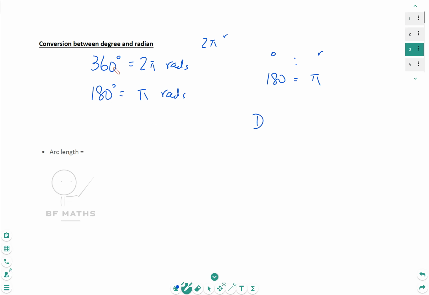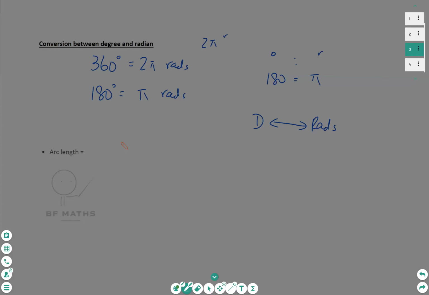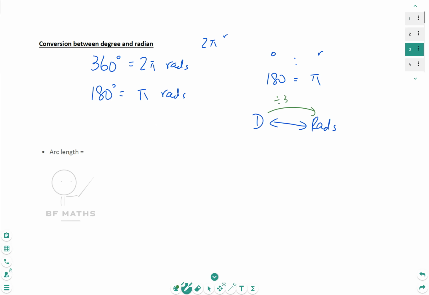If you want to go from degrees to radians, you divide by 360 and times it by pi. If you go from radians to degrees, divide by pi times 3... oh, not, sorry, divide by 180. My bad. And this one is 180. Okay, so that's it really. Remember these two. There are two ways to remember it.